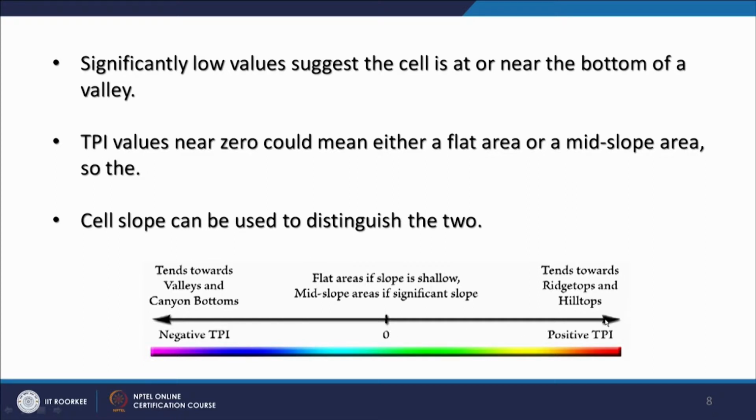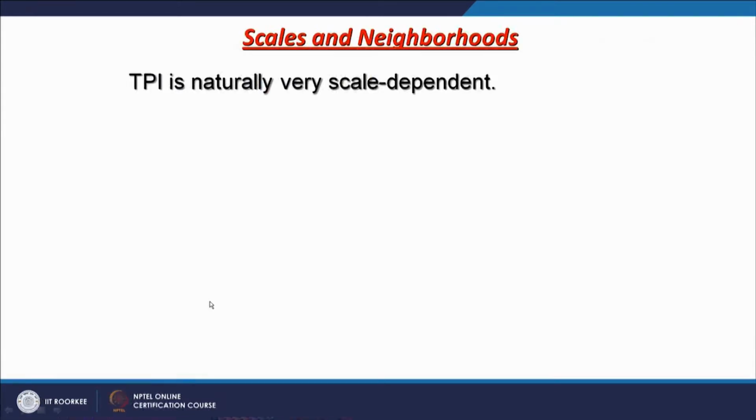when we are having very high, significantly high positive TPI values, that means we are definitely on the ridge or hilltop. Whereas significantly low TPI values mean it's a valley bottom, canyon, or maybe in the middle range also. So accordingly, based on these TPI values, we classify different landforms.